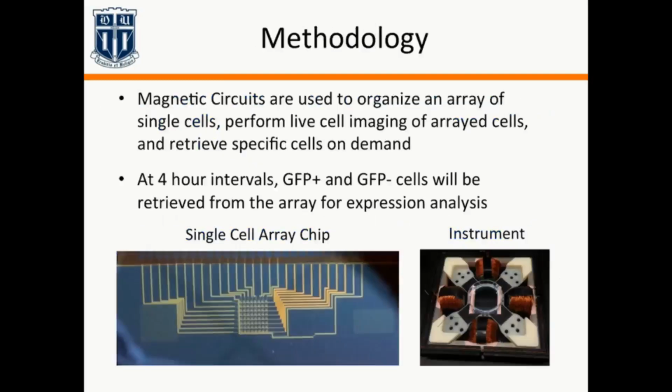Our methodology is to use these magnetic circuits at every 4-hour interval. We are going to pull one of the rows, or just a set, of GFP positive and GFP negative cells. We're starting off with an 8x8 array here, and you can see essentially what the circuit looks like. Here we are developing the microincubator. This is the rotating field setup, and we're using a 3D printer to heat the chip, to create a substrate to hold the fluid chamber and resistive heater.